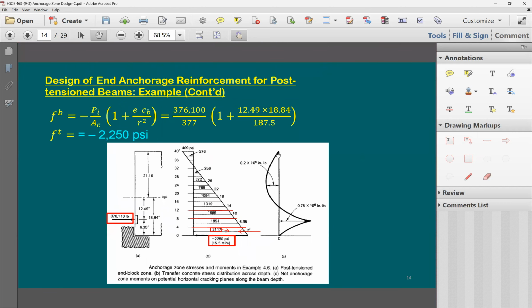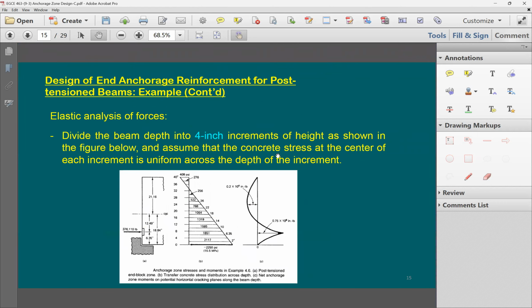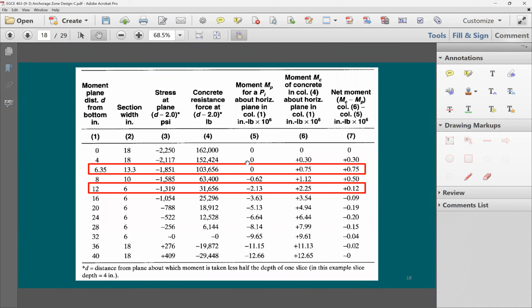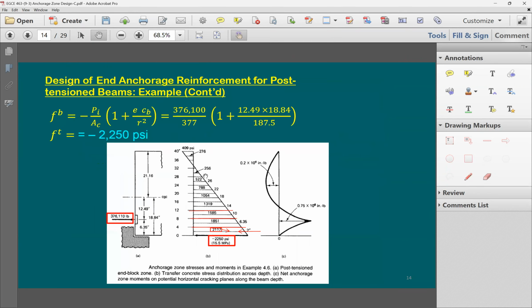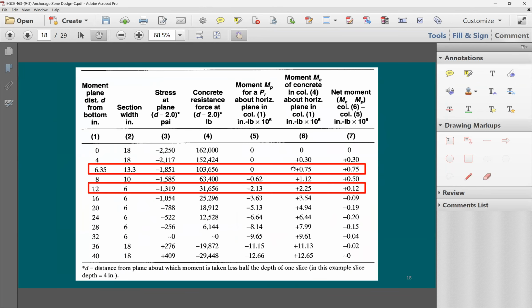The easy way to do it is to put it in the table format, like in here, in this table format. This table is measuring the distance from the bottom. Here's distance from the bottom, 0, 4, 6.35, 8, 12, all the way to 40. Which means this one here. Look at this. This means the height of the segment.